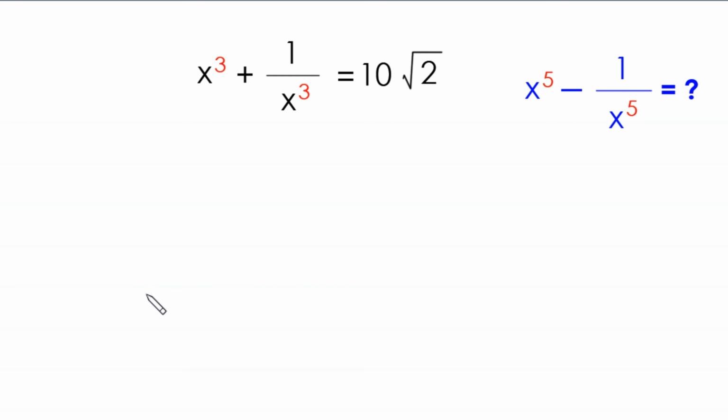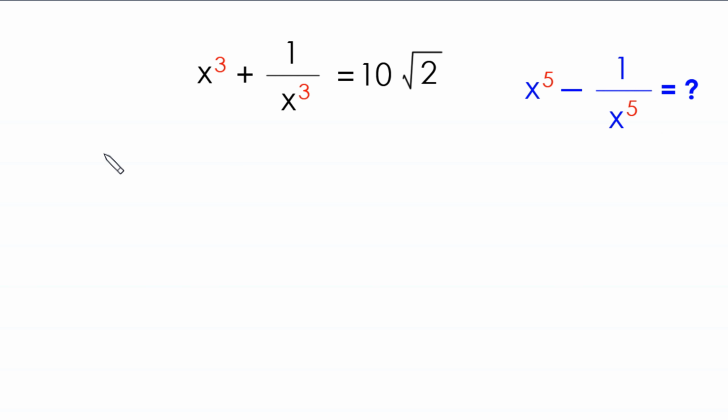Hello everyone, welcome to how to solve this very nice algebra equation: x cubed plus 1 over x cubed equal to 10 times root 2. Our job is to find the value of x to the power 5 minus 1 over x to the power 5. So let's start. First we find the value of x plus 1 over x.